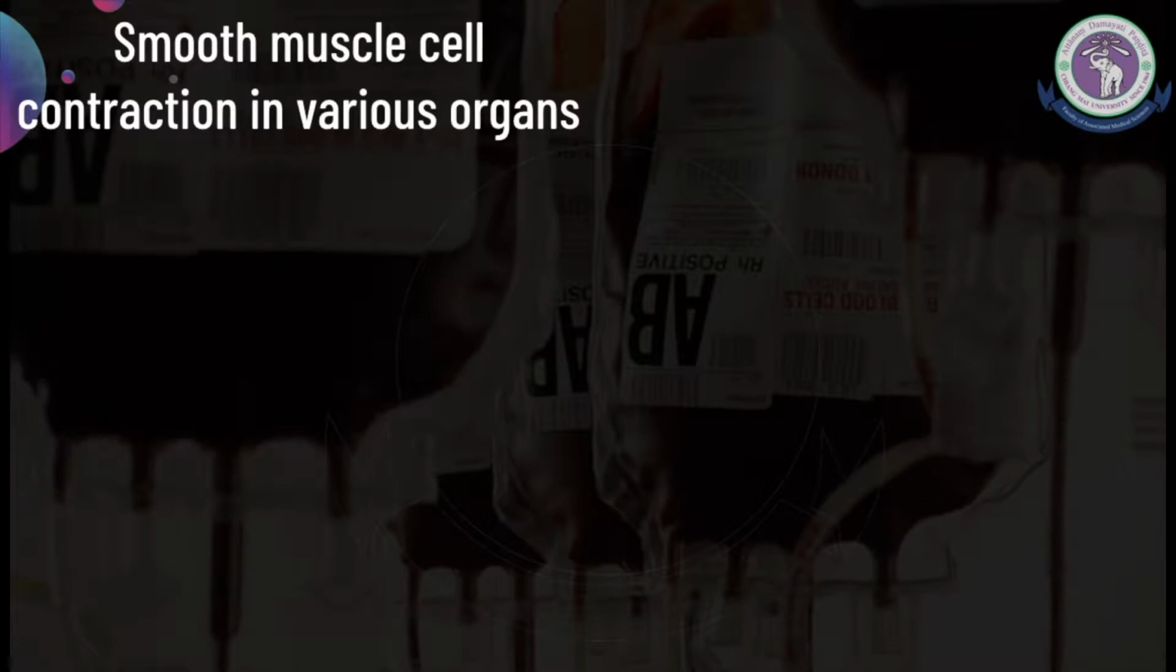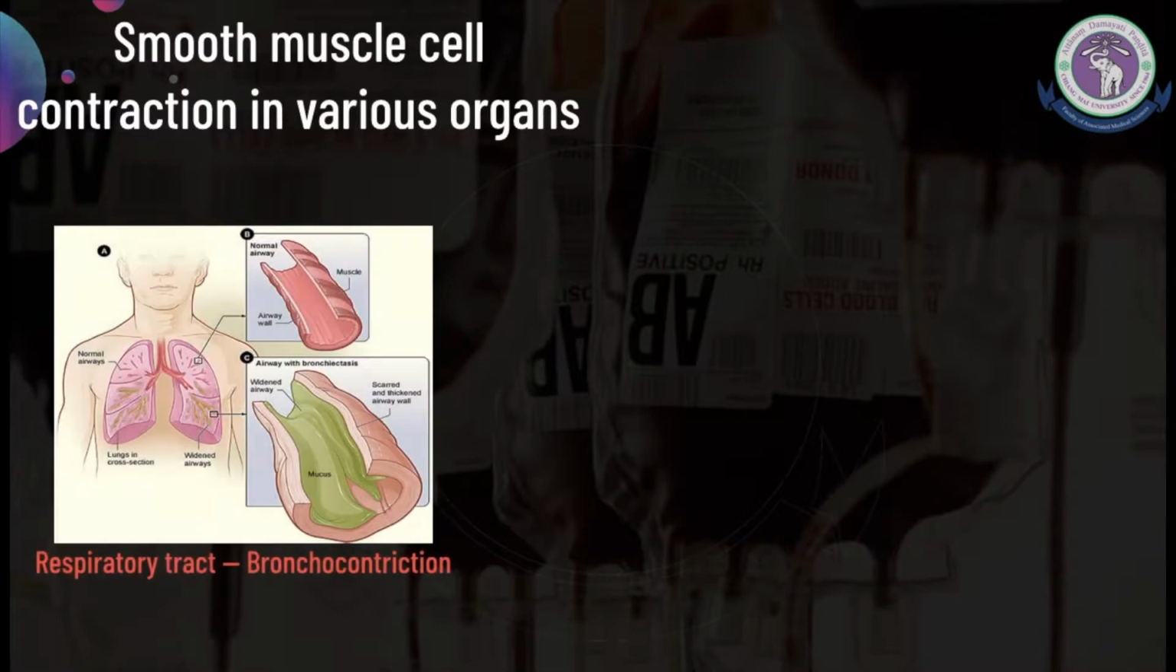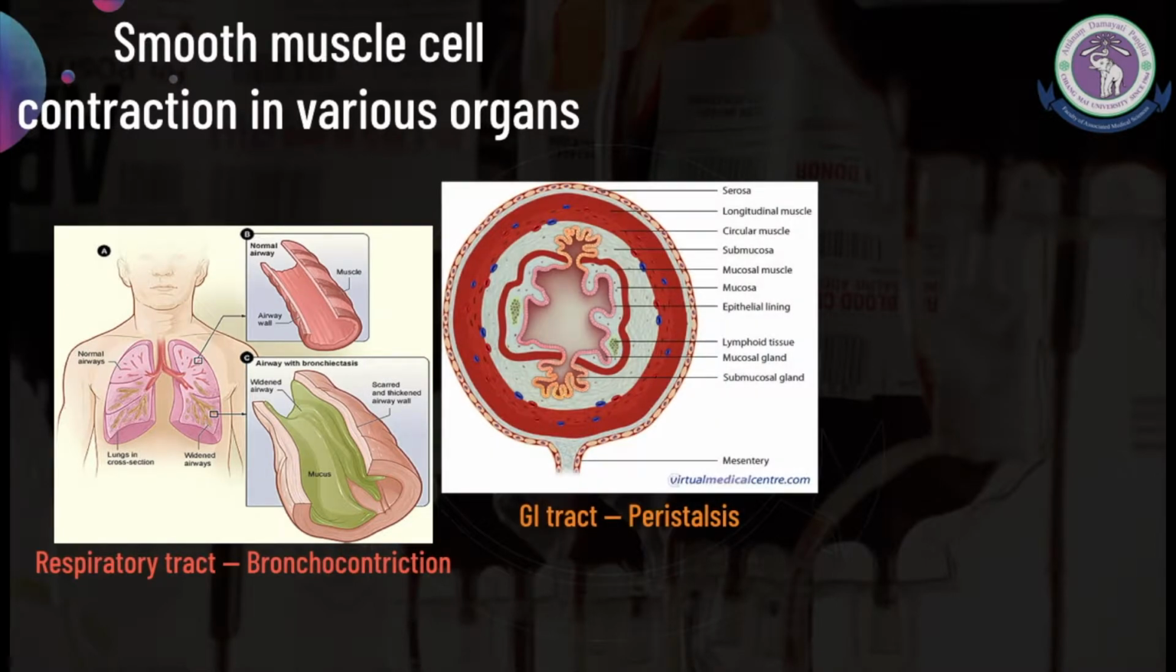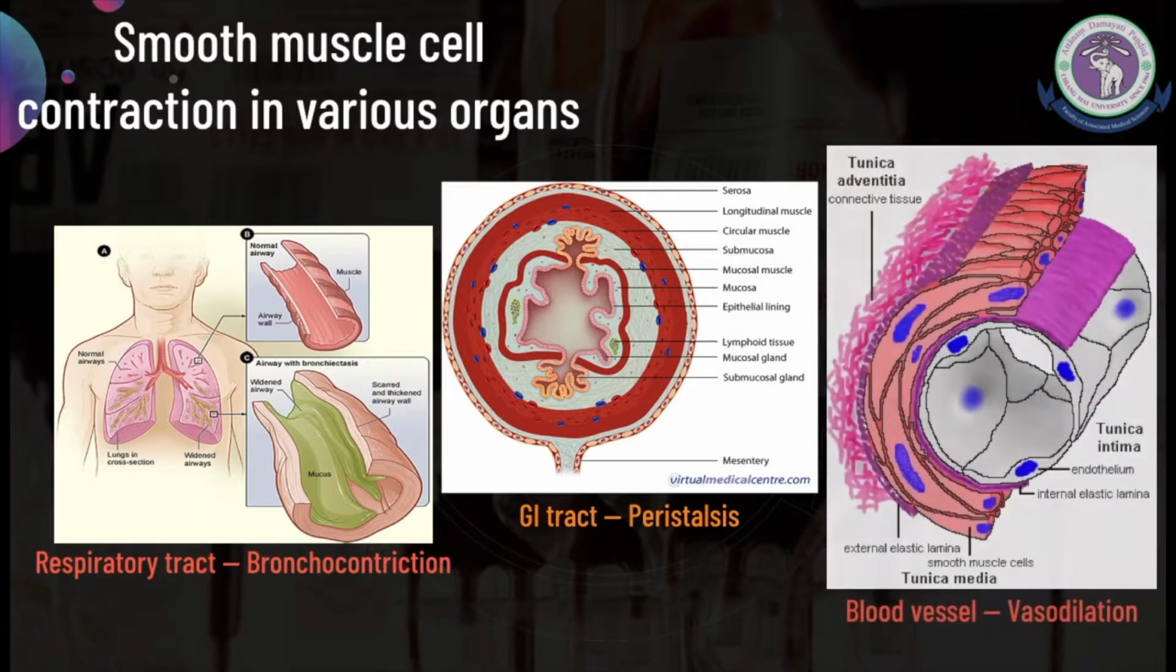Smooth muscle cell contraction causes different signs and symptoms in various organs. In the respiratory tract, contraction causes bronchoconstriction, resulting in wheezing, cough, dyspnea, chest pain, or other signs of respiratory distress. In the GI tract, peristalsis is induced, leading to abdominal pain, nausea, vomiting, or diarrhea. In the cardiovascular system, dilation of blood vessels occurs, resulting in hypotension.